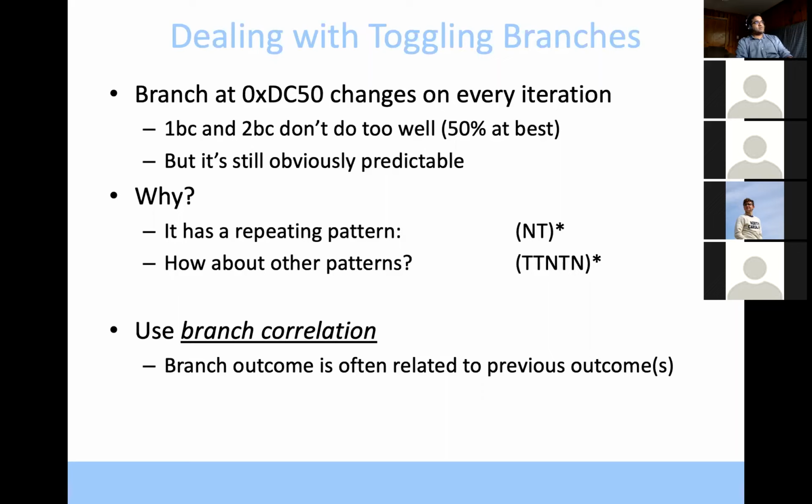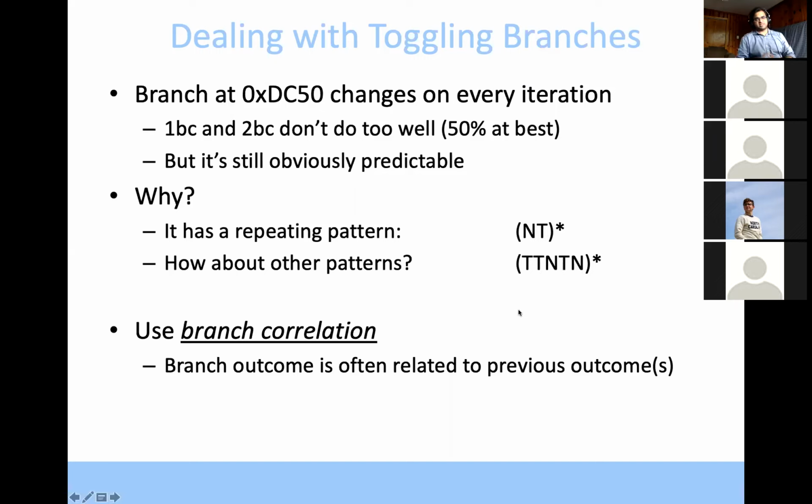Now we still have only got to about 50% prediction rate for DC50, the branch that toggles on every iteration. But there's still a pattern, right? If you write this in regular expression, it's NT star. You can have as many of those as you want. And then there are other types of patterns that you could find as well. You could have this one where it's taken, taken, not taken, taken, taken, not taken, and then that repeats over time.